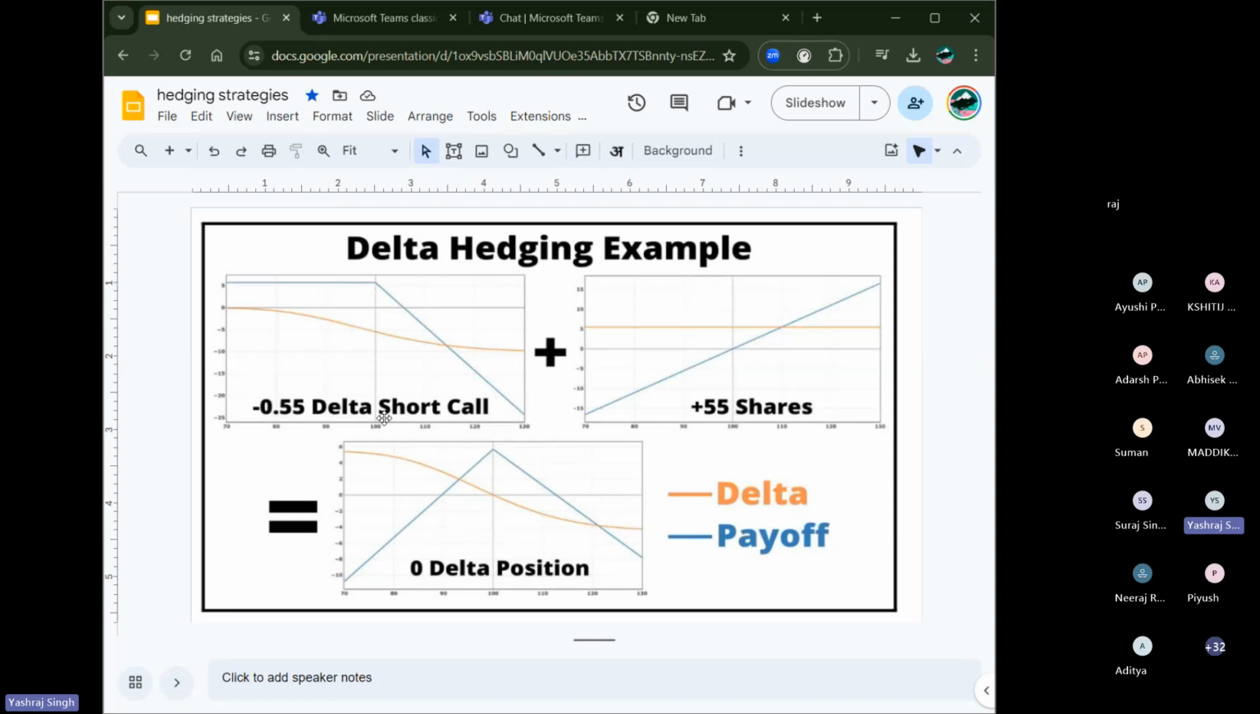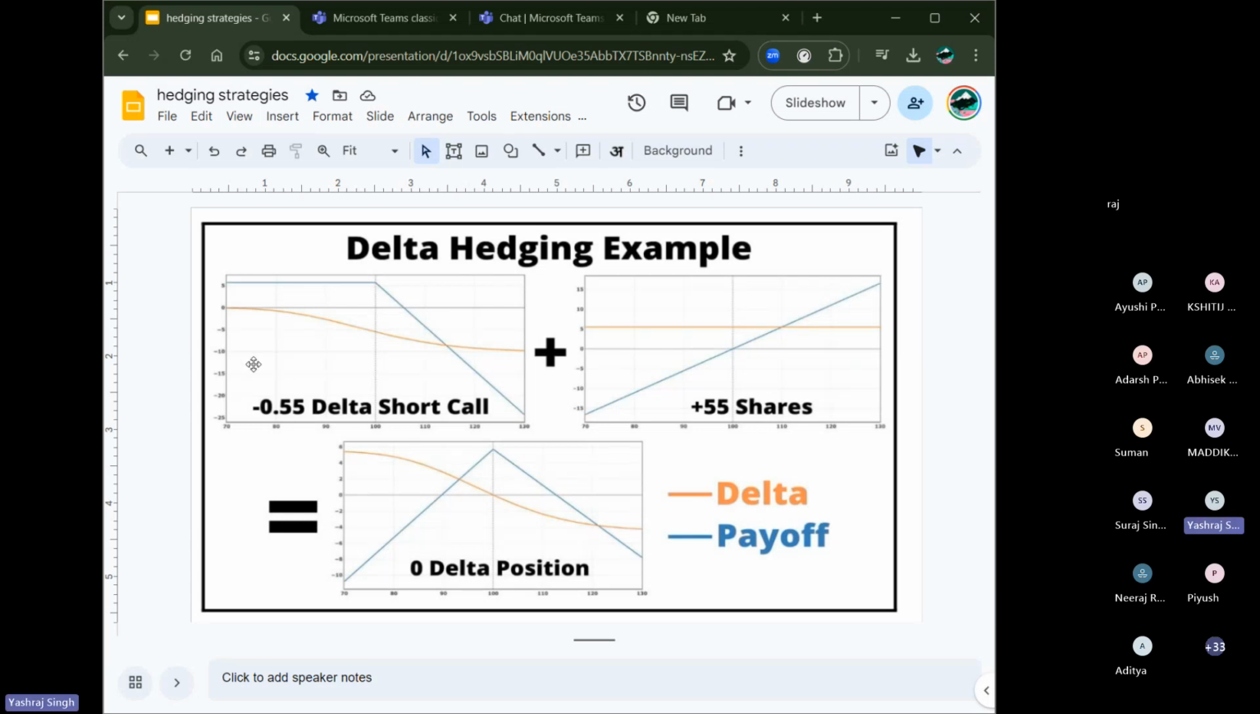What does that mean? We are expecting a lot size of 100 in this scenario. So currently I'm minus 55 in delta, right? If the stock goes 10 rupees up, the option will move up by 5.5. You understand why? Because you multiply this number by 10. Whatever increment happens in the stock, it will be mimicked by 0.55 times. This is the delta of the call.